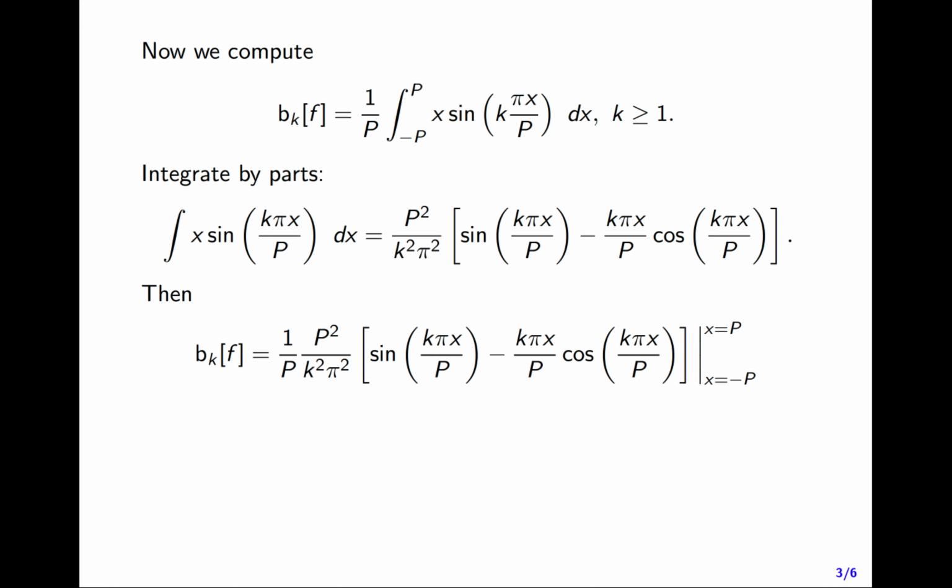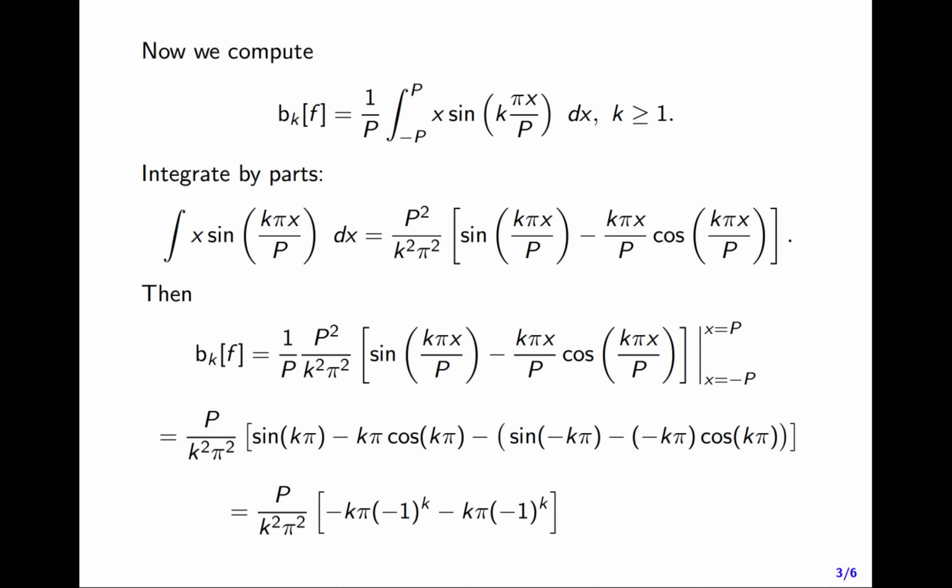So now my bk coefficient is going to be 1 over p times p squared over k squared pi squared times this large expression in brackets evaluated at x equals p, and then subtract off from that the evaluation at x equals minus p. And so outside the brackets, I lose a power of p from division. And then inside the brackets, I replace all my x's with p's, and then all my x's with minus p's. And so I get sine of k pi minus k pi cosine of k pi minus the quantity sine of minus k pi minus k pi times cosine of k pi.